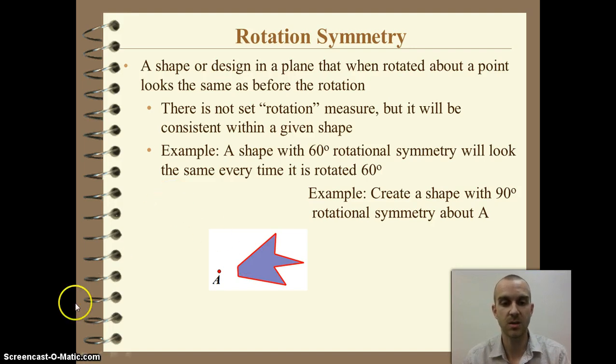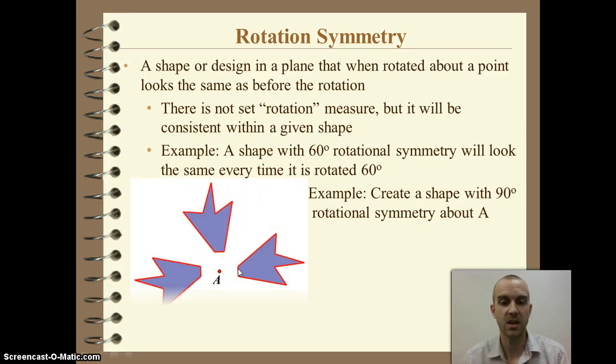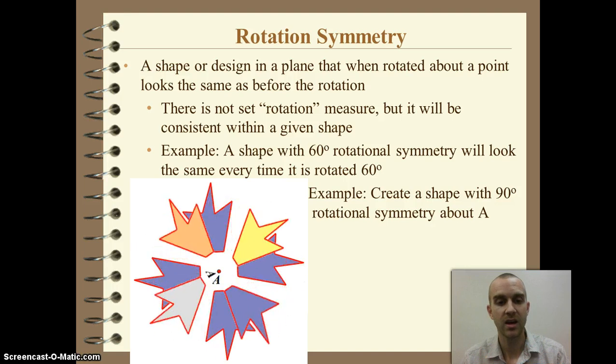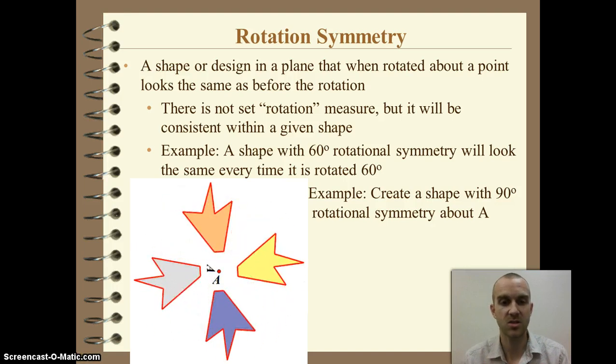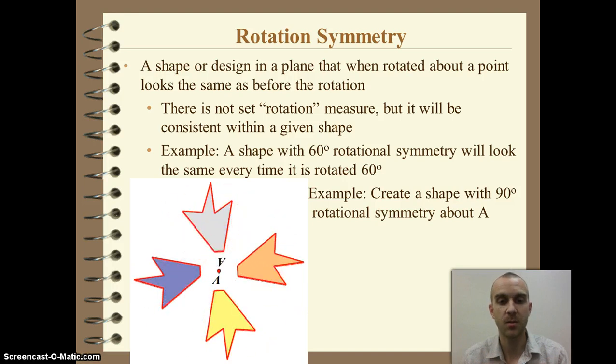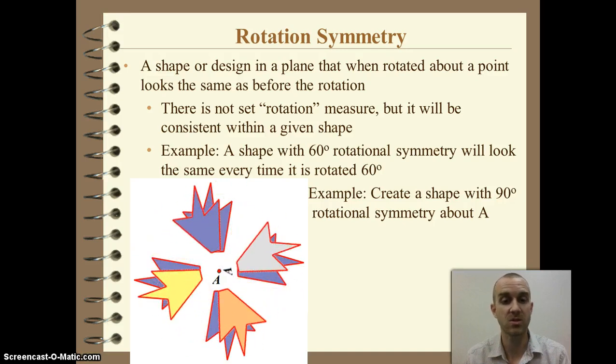So if I took this image and rotated 90 degrees about A and it kept going around, then I could take that image and rotate it 90 degrees again. Even though I've got these colors to show the differences, I'm matching up every single time with my image because it has that 90-degree rotational symmetry.